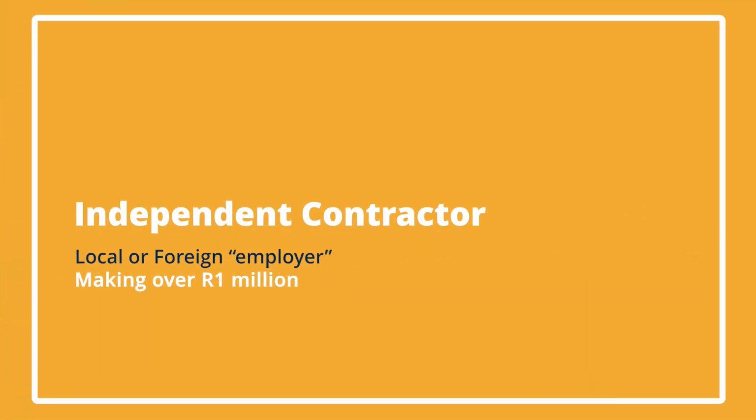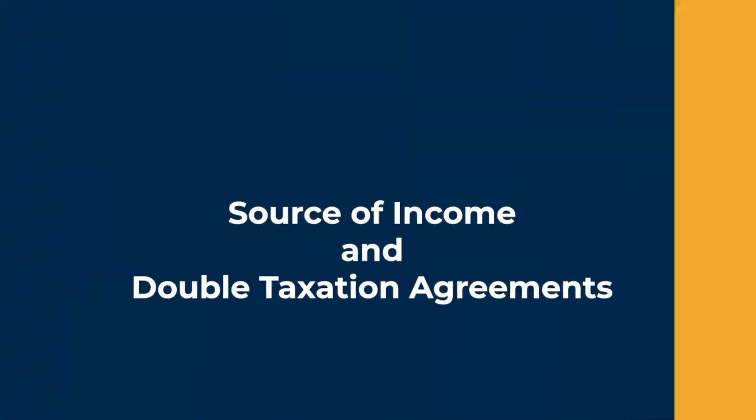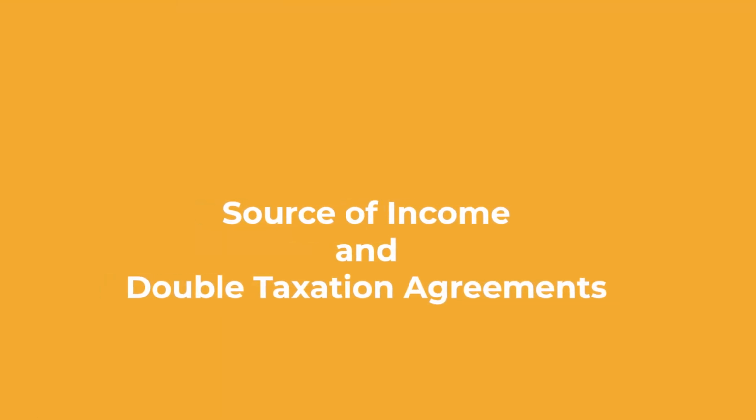That brings us to value-added tax. So if you're an independent contractor working for a foreign or local company and you cross the 1 million rand threshold, then you will need to register for and pay VAT on your income. The source of your income is considered based on where you're providing the service. So as a tax resident, if you are providing your services while you're in South Africa and you're providing it to an overseas company, your source of income is considered to be South African.